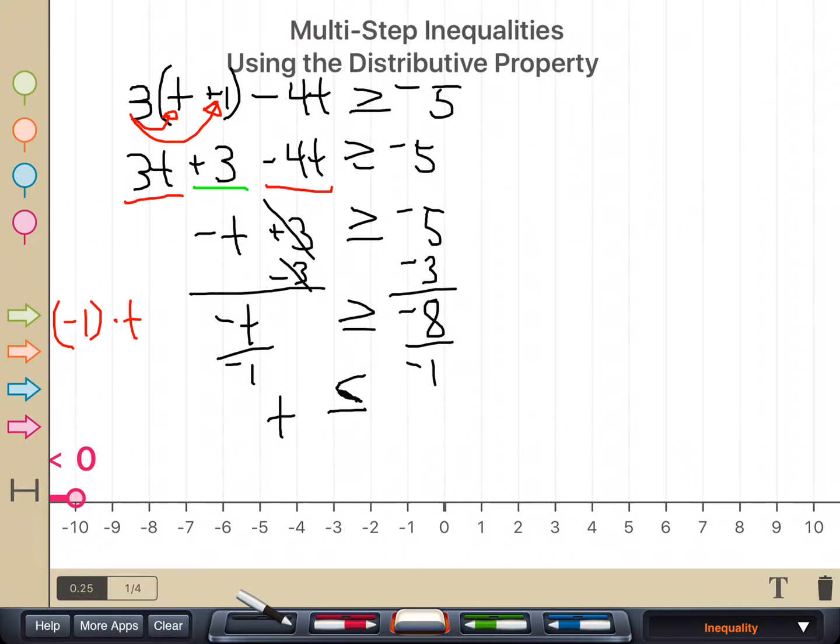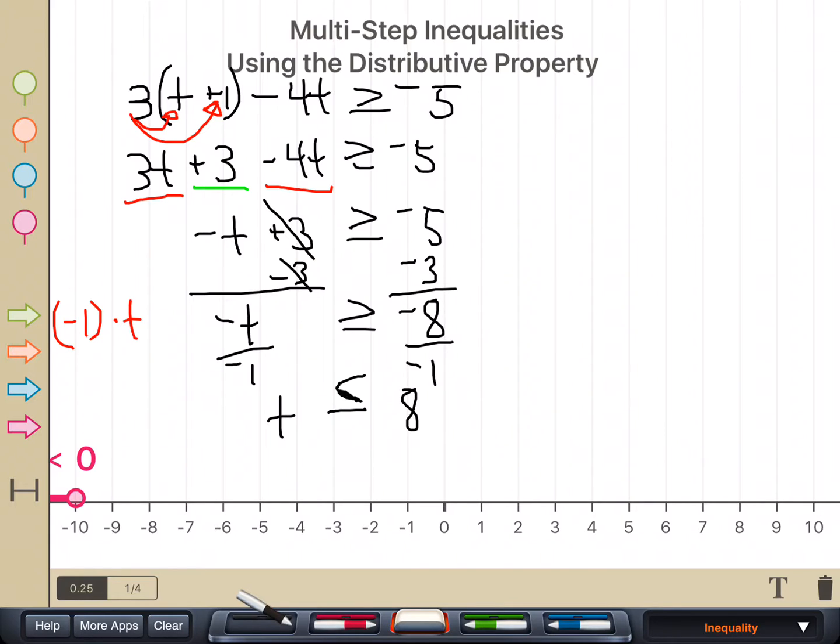And I need to change my sign at this point. Whenever you divide or multiply by a negative number in a solution for an inequality, you have to change the sign to its opposite. And then obviously, -8 divided by -1 is 8. So here I have my answer. t is less than or equal to 8.